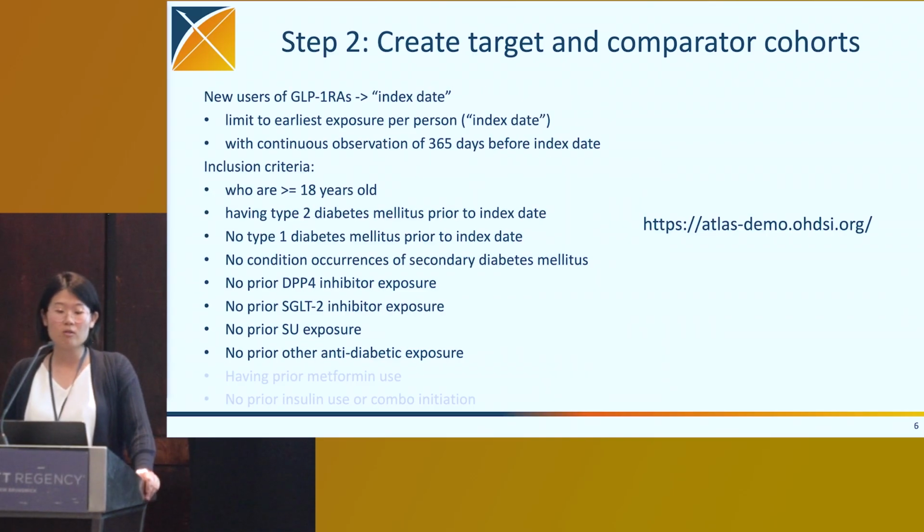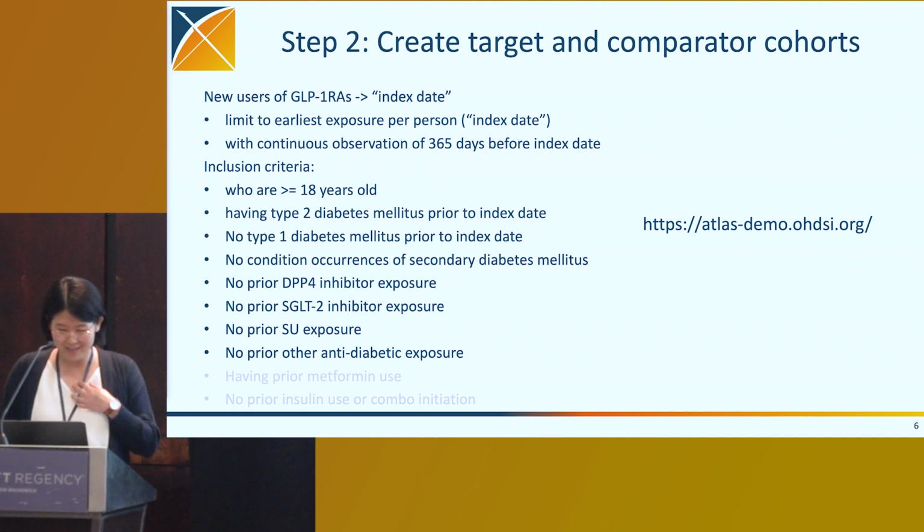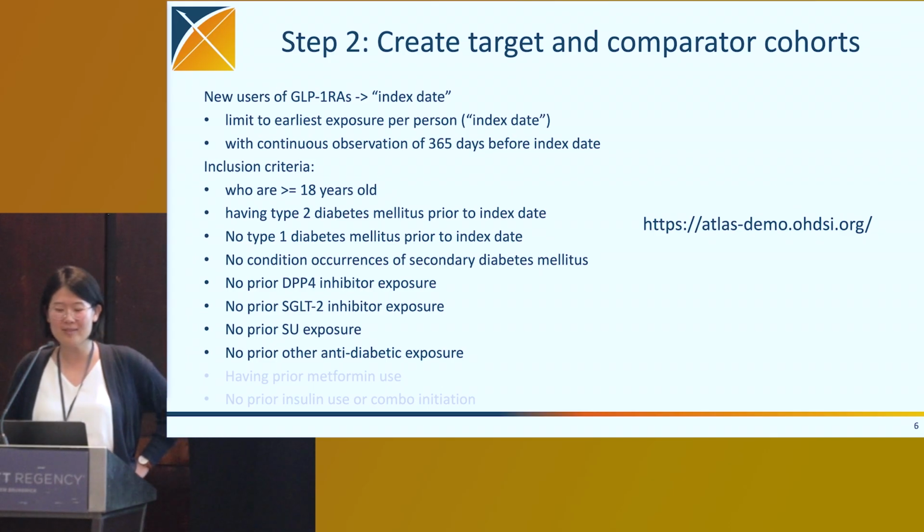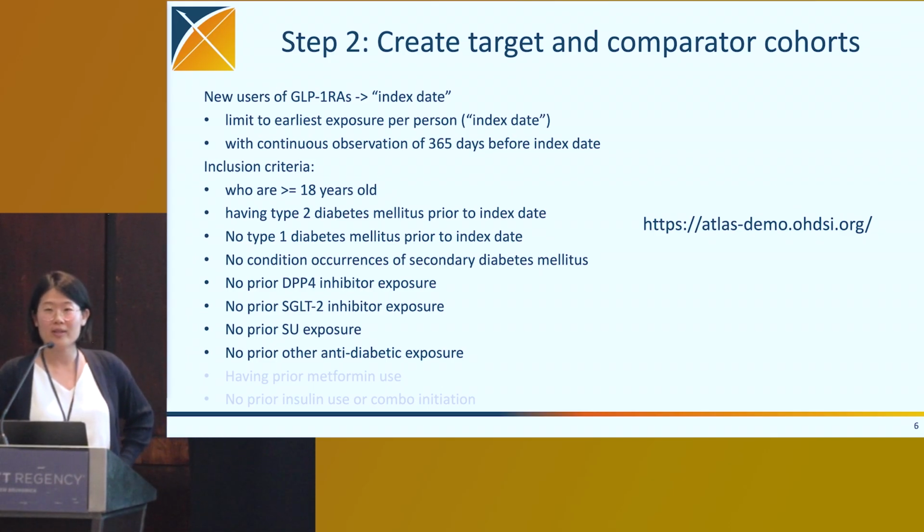Next, let's create the target and comparator cohorts. My motivating example is the GLP-1 receptor agonists. Sorry to switch minds between hypertension and diabetes a few times today. So we're back to the diabetes world. And remember, our target cohort are people who are exposed to GLP-1s. It's a class of drugs. So that means we want to identify people who are exposed to GLP-1 receptor agonists.